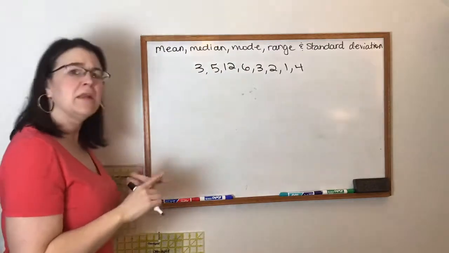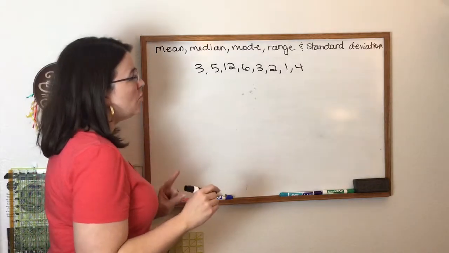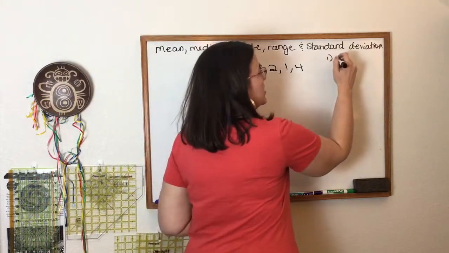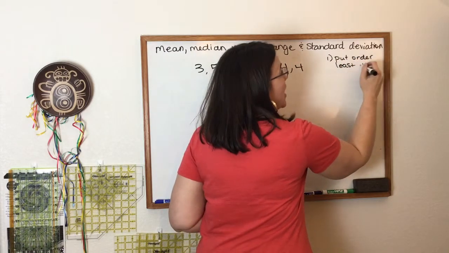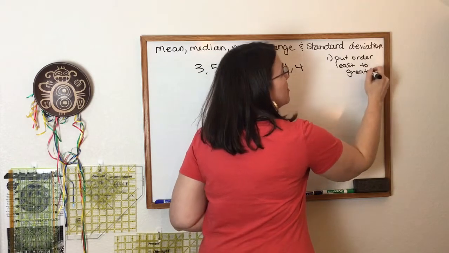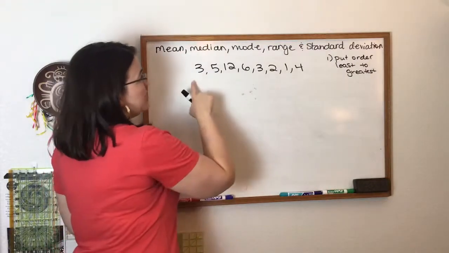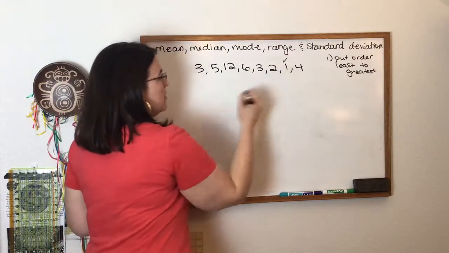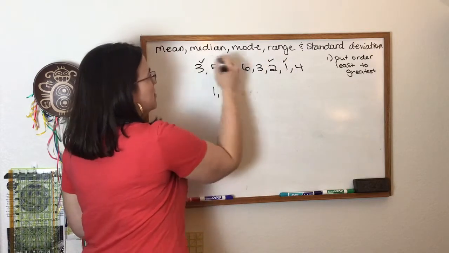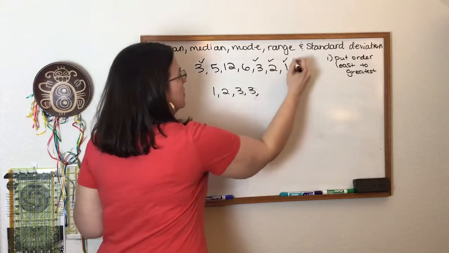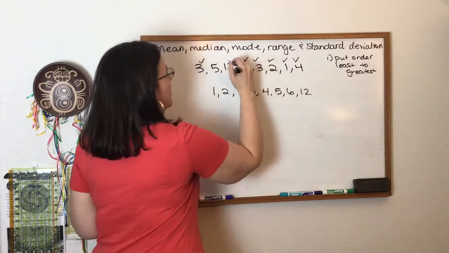All right, I want to find the mean, the median, the mode, the range, and then the standard deviation of this. So the first thing that you want to do is put these in order from least to greatest. It can be greatest to least, it doesn't really matter. The standard has become least to greatest, which I think is fine. So what I do is I like to look through the list, find the least, write it, and mark off that I've written it. Next. I've got 2, 3s, 4, 5, a 6, and a 12. Whew, I might have made an outlier.